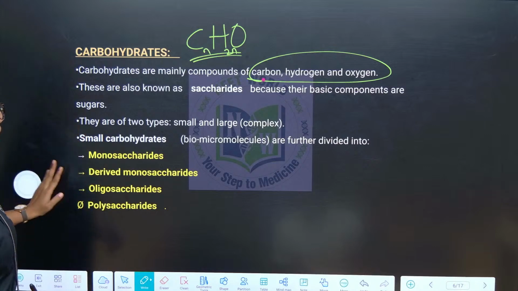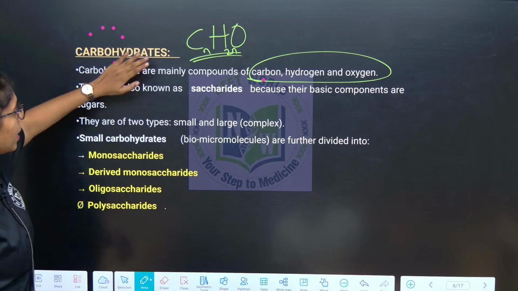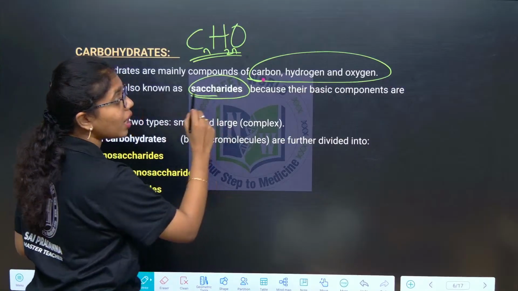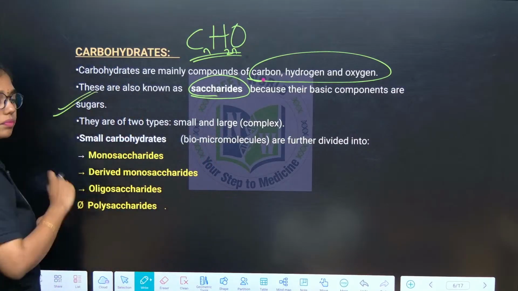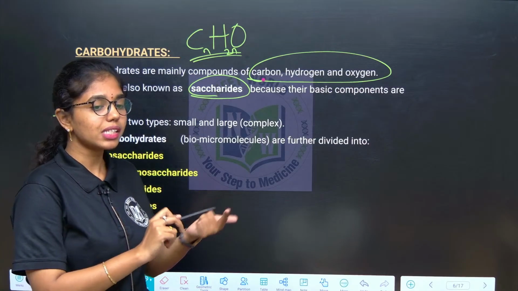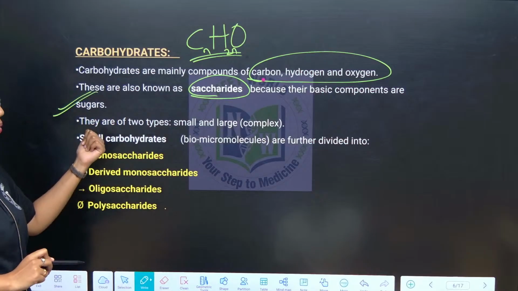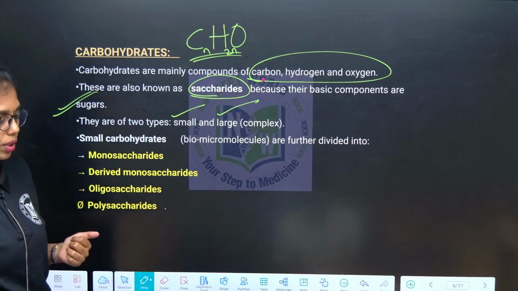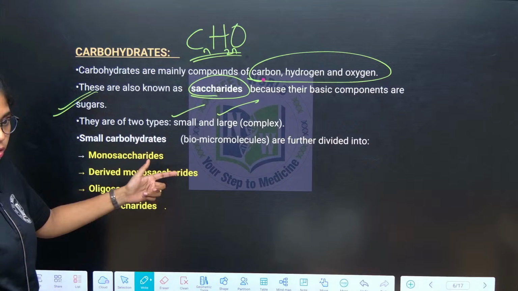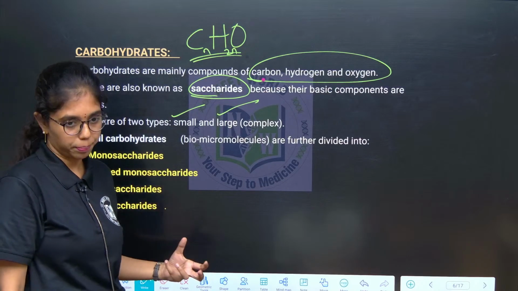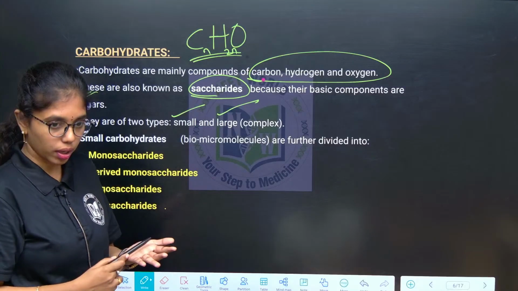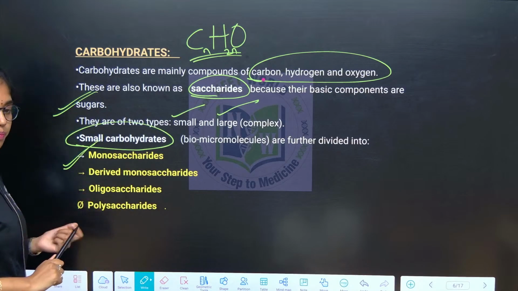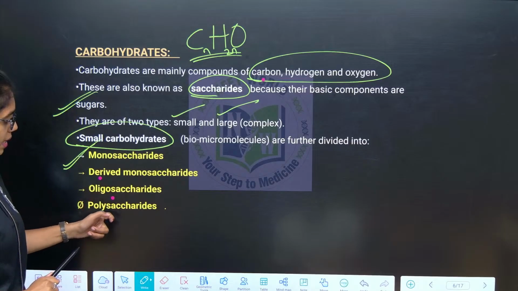Before that, you should know one thing: all carbohydrates are otherwise called saccharides, because their basic component is sugar. So the synonym of carbohydrates is saccharides. As such, you will have two types: small sugars or large, complex sugars. Based on the number of carbon atoms present in them, and how far they can be simplified, the smallest carbohydrates are monosaccharides, and then derived monosaccharides, oligosaccharides and polysaccharides.